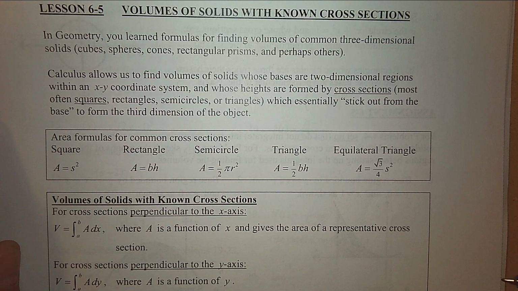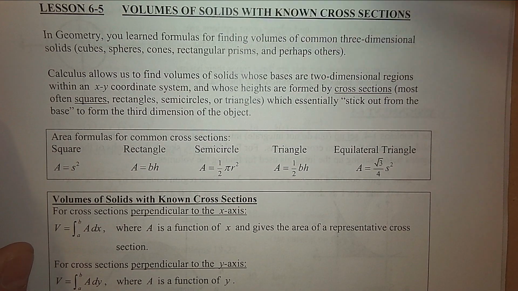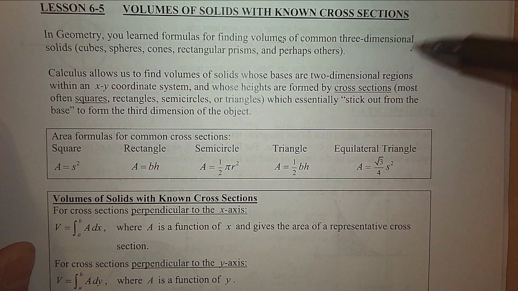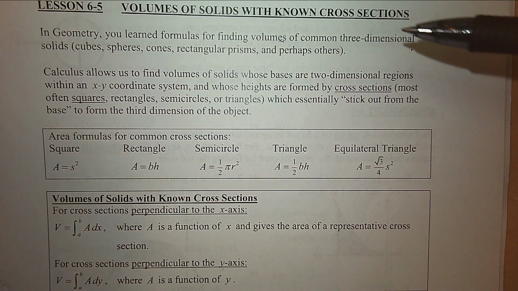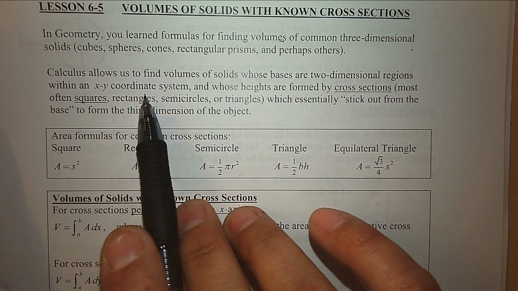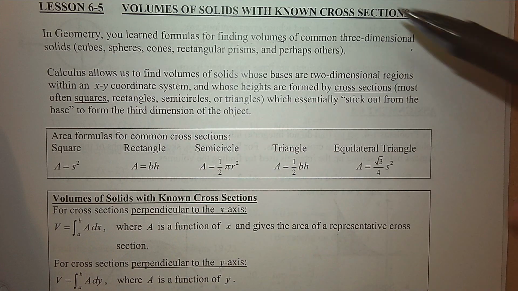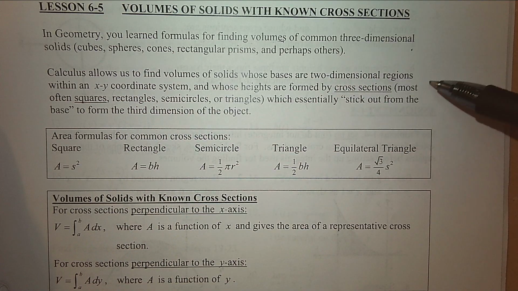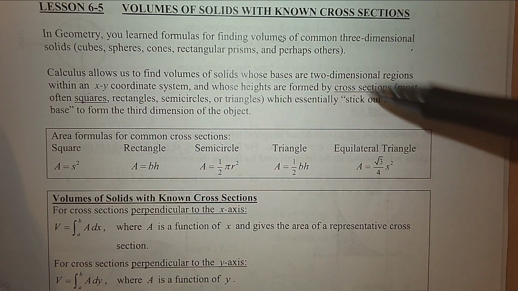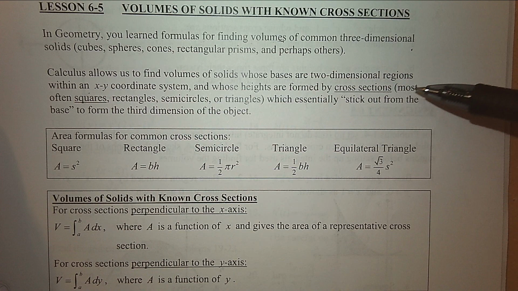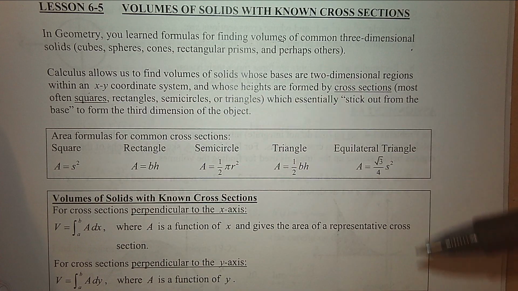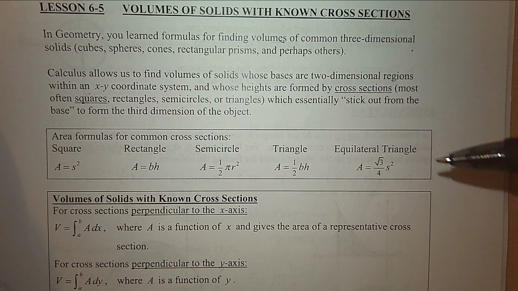So, in geometry, I'm going to read what it says. In geometry, you learned formulas for finding volumes of common 3-dimensional solids, such as cubes, spheres, cones, prisms, and perhaps others. Calculus allows us to find volumes of solids whose bases are 2-dimensional regions with an XY coordinate system, and whose heights are formed by cross-sections, most often squares, rectangles, semicircles, or triangles, which essentially stick out from the base.